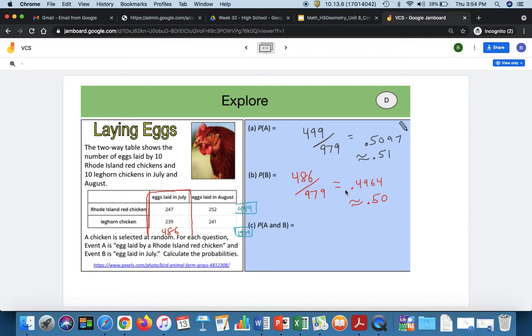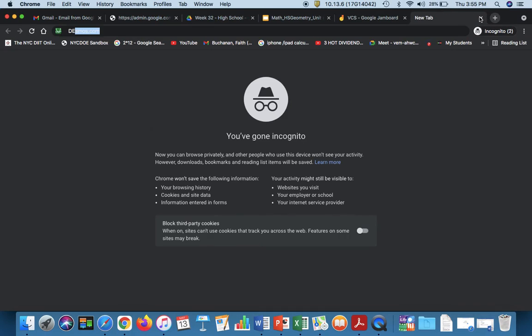Now for C, we're doing the probability of A and B, right? And we should know that this is the probability of A times the probability of B. So what are we doing here? We're doing 0.51 approximately times 0.50. And this is about 0.255.